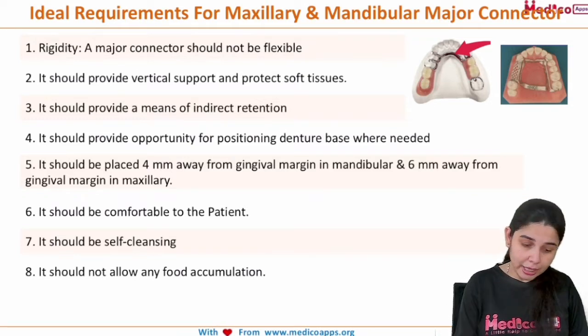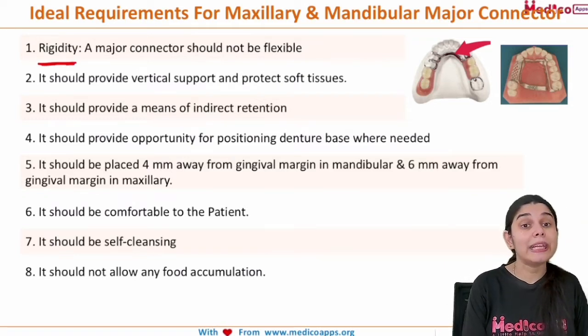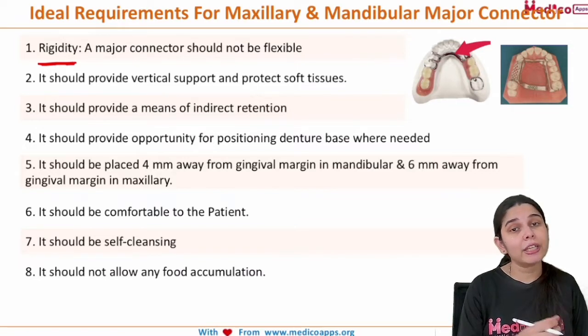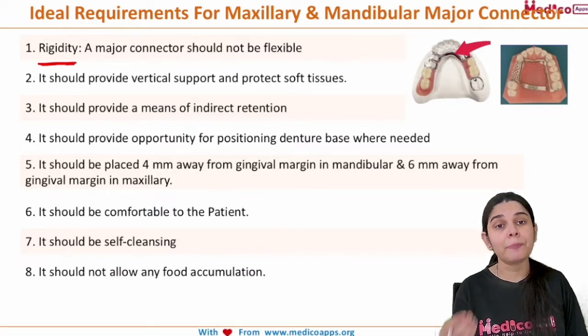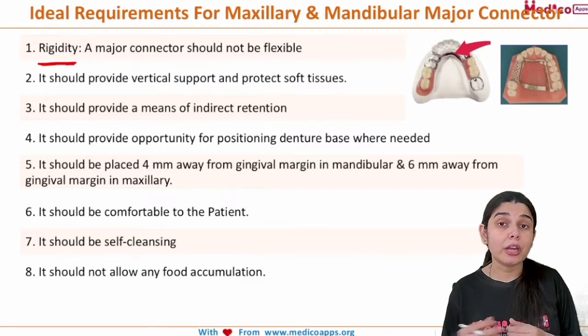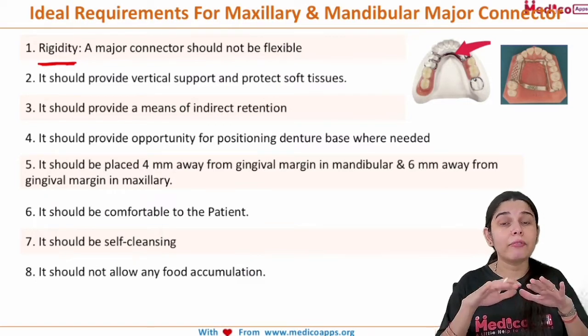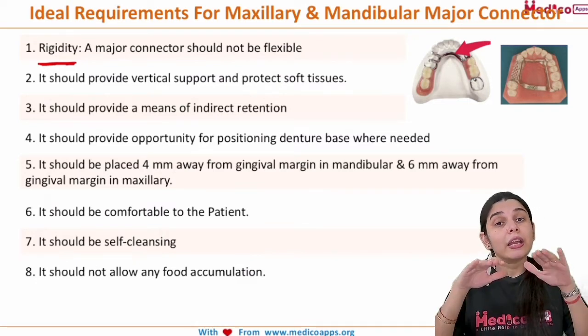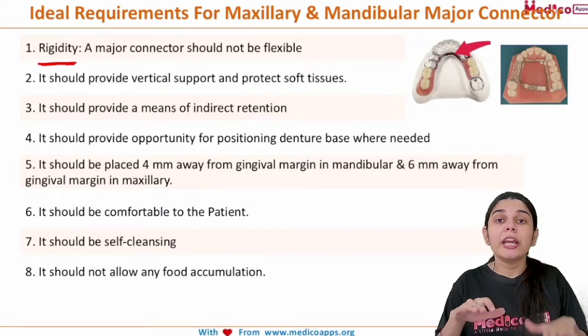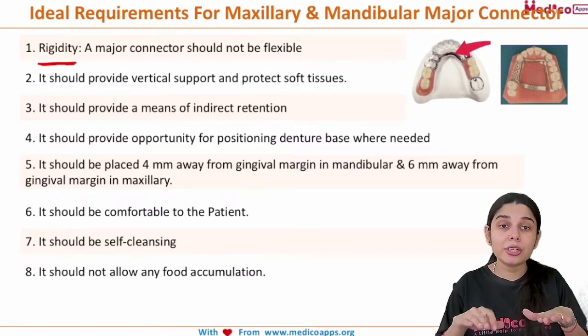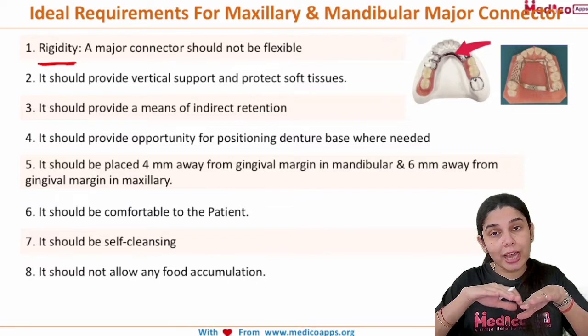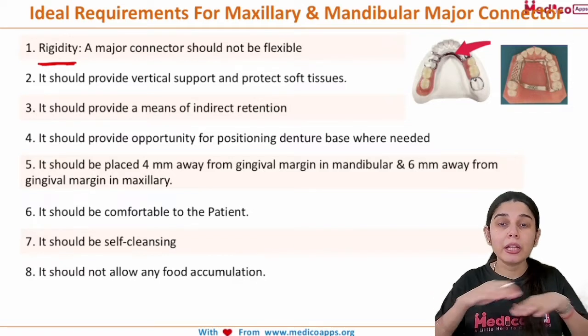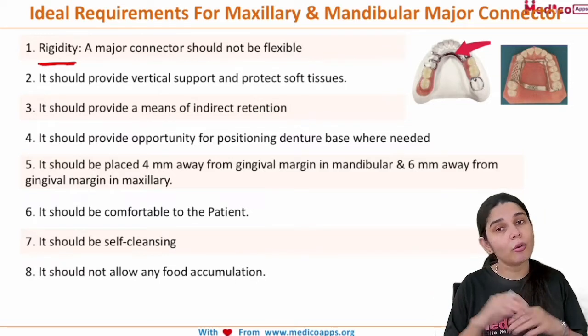Among them, the first one is that it should be rigid. The major connector should not be flexible. It should be rigid because whenever occlusal forces are applied on these prostheses, it should be stable so that the occlusal forces are equally distributed among all the prostheses in the oral cavity.